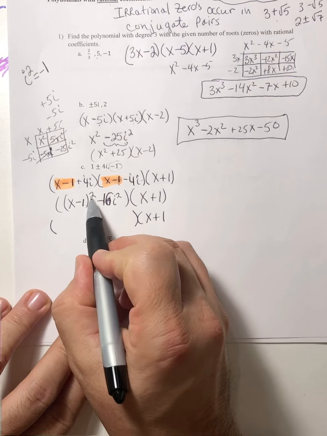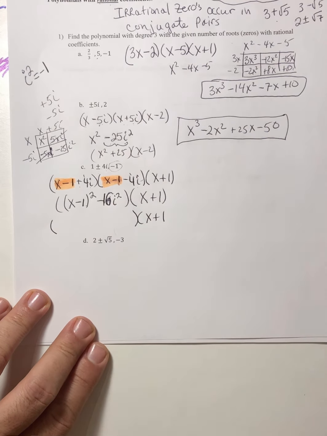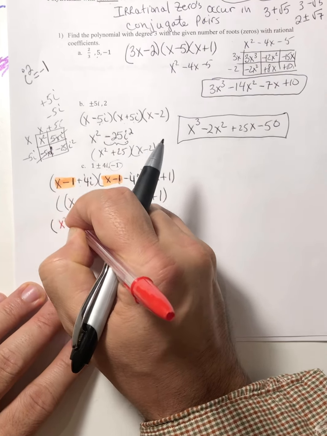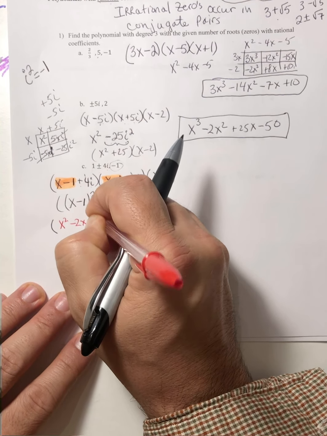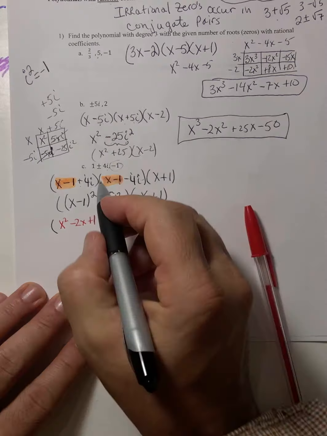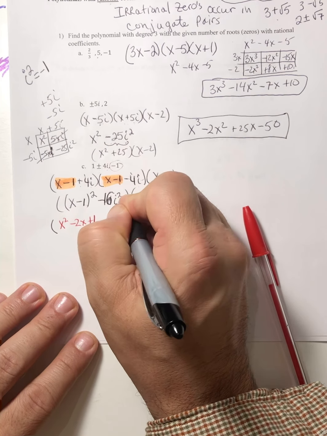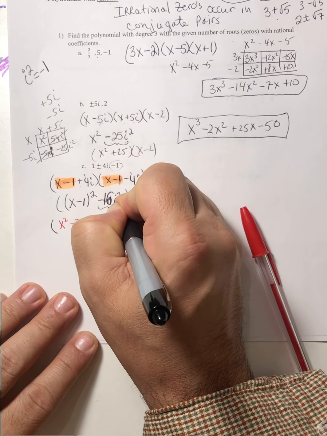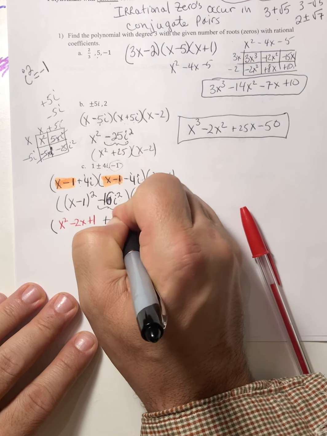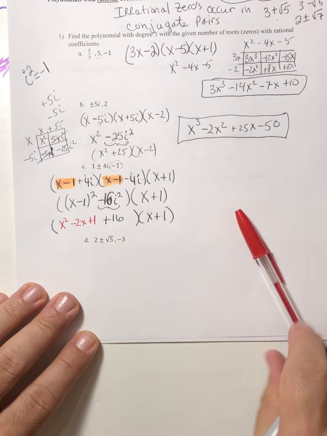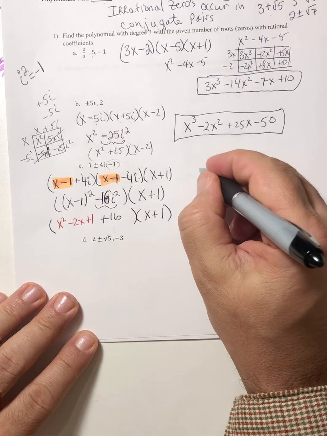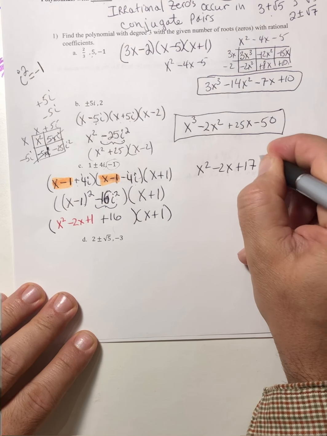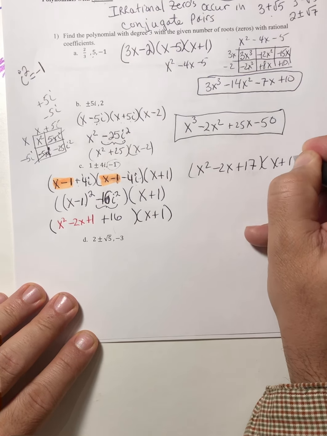So x minus 1 squared, we've done that enough times now. That is x squared minus 2x plus 1. And then, that's right, what happens with negative 16i squared? This whole thing becomes plus 16. So now right here, I have x squared minus 2x plus 17 times the quantity x plus 1.